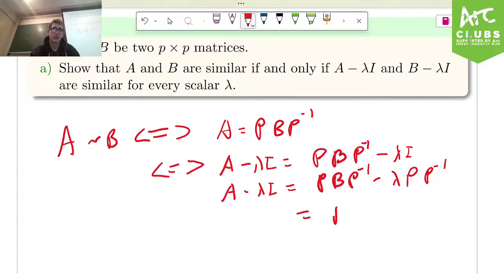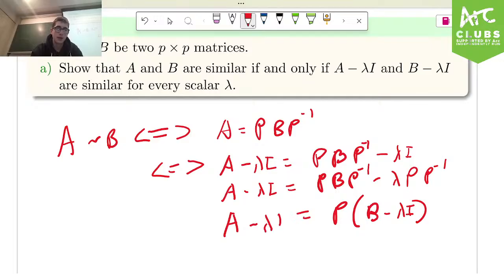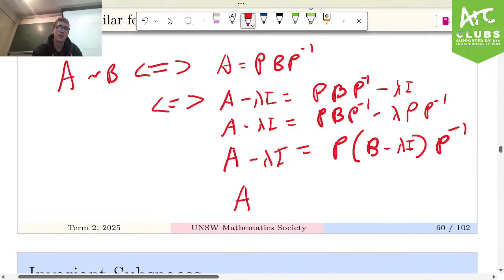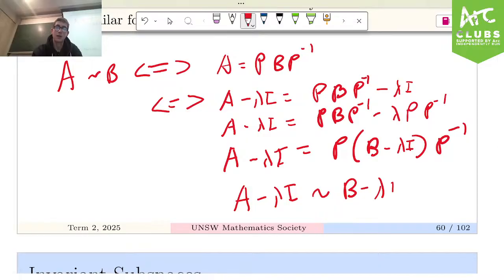Then what I can do is factor out the P's, where I get B minus lambda I, because I wanted to bring a P here to get the P and the P inverse, to write the matrices in the similar way. And that means that A minus lambda I, and we can bring the P inverse here as well, is similar to B minus lambda I. Okay, and this is if and only if all of this.